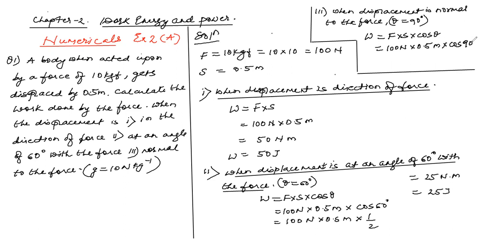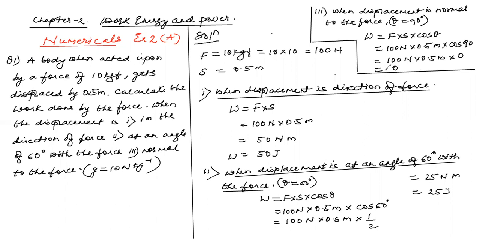Now cos 90 is 0, children. So what will happen here? 100 Newton into 0.5 meter into 0. Any number multiplied by 0 is 0. So ultimately the work done will be 0.